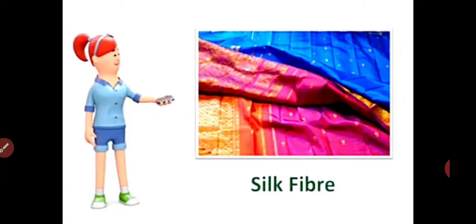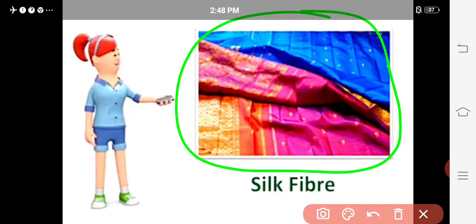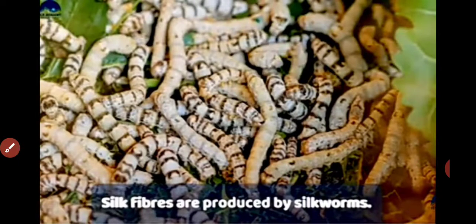Now what about the silk fiber? If we talk about silk fiber, this is nothing but a special thing that you find in your home for your mother. You have the silk fiber, meaning a silk sari. Okay, so this is one of the pictures I'm showing about silk fibers. Now the question arises here: from what is silk made? From which thing do we get the silk fiber? So here is the best example.